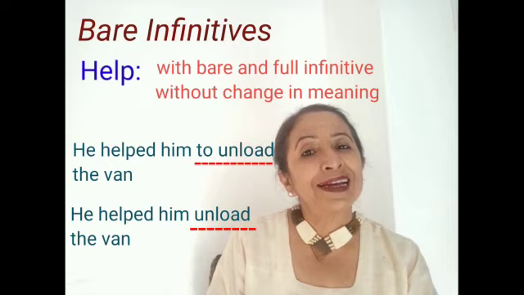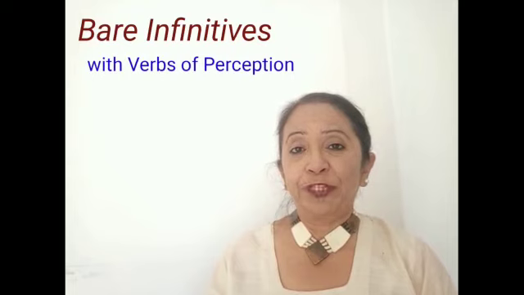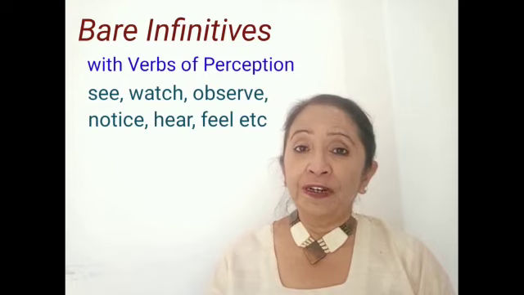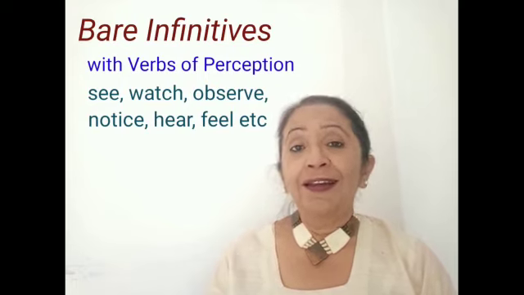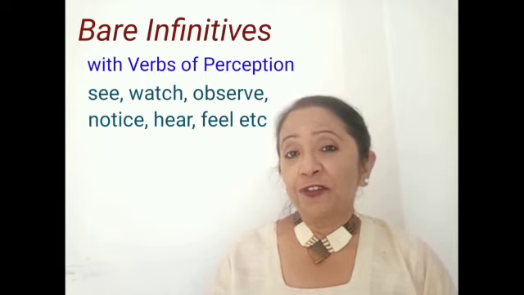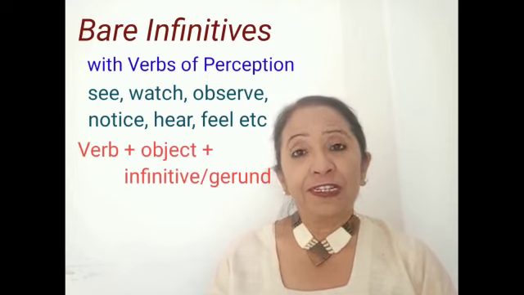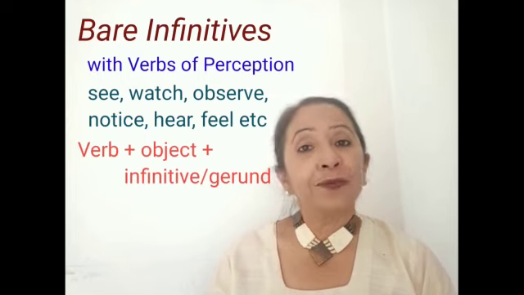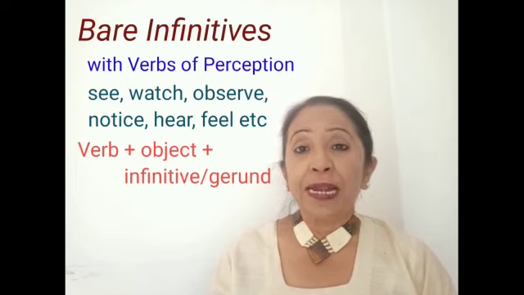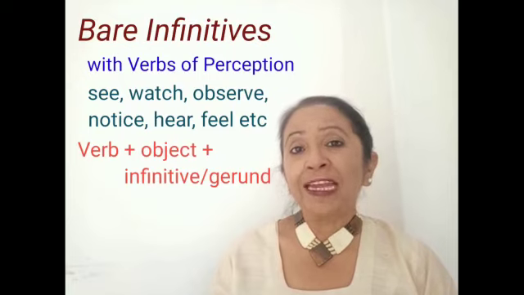Bare infinitives can be used with verbs of perception, such as see, watch, observe, notice, hear, feel, etc. The sentence structure would be verb plus object plus infinitive. The bare infinitive can be replaced by a gerund. A gerund is the ing form of the verb.